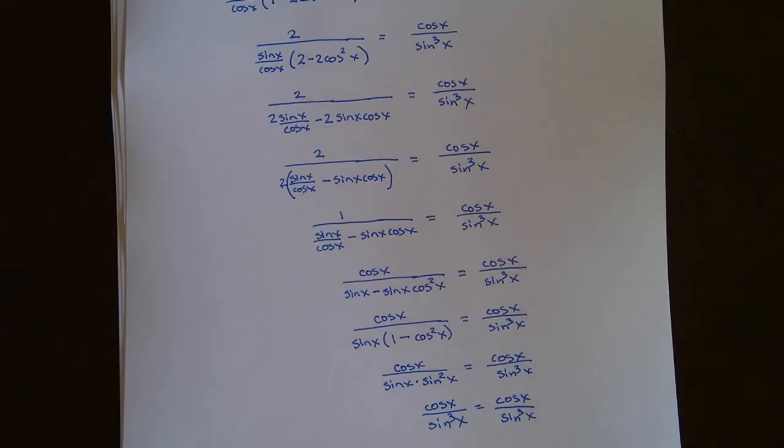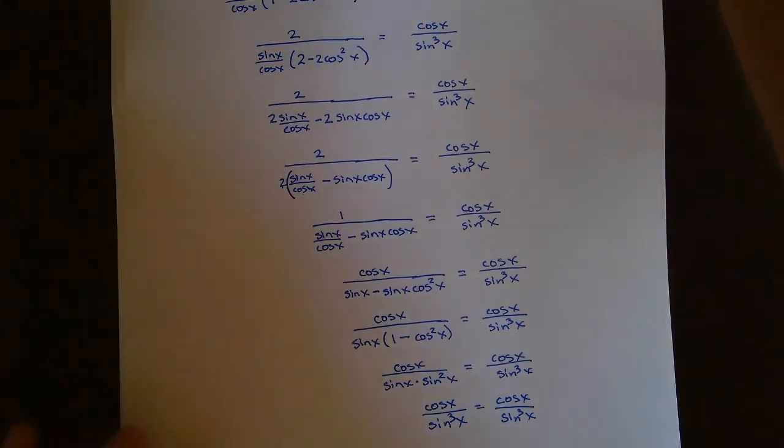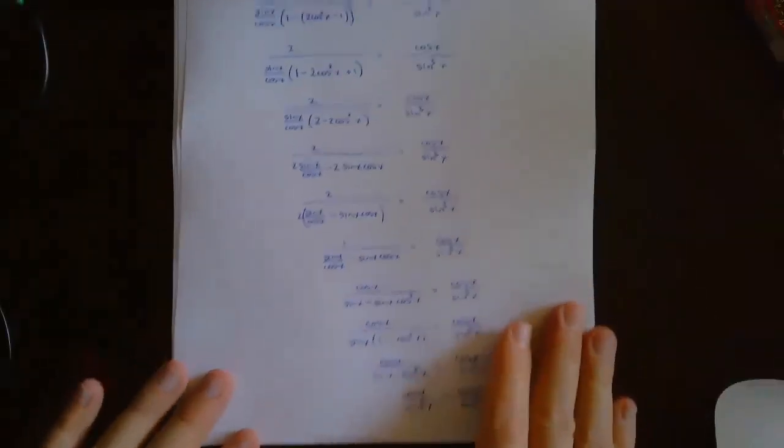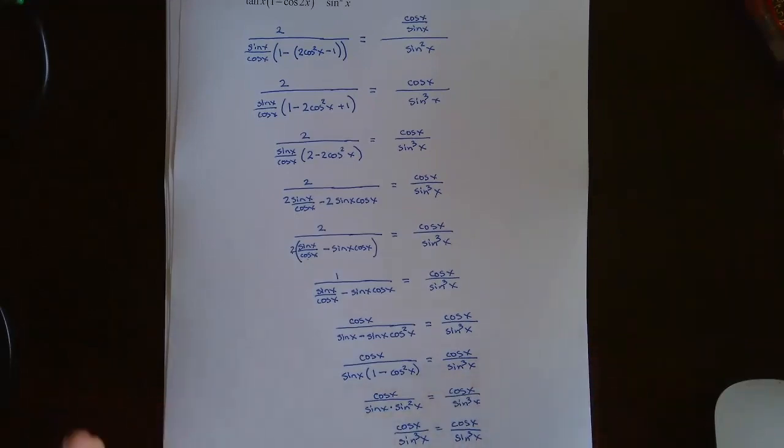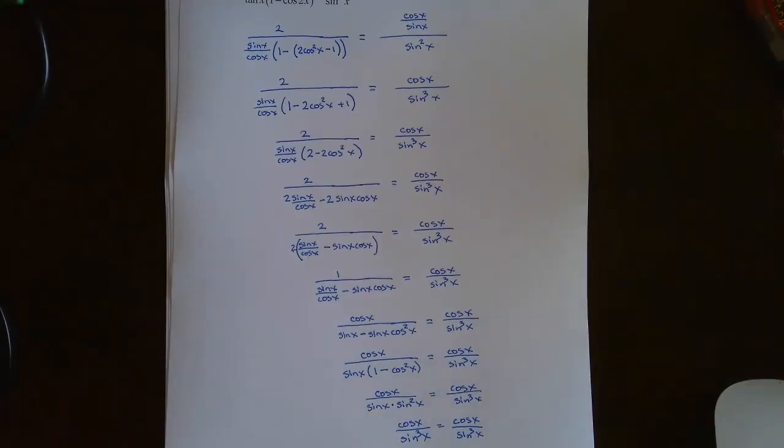That's the beauty of verifying these identities, or proving identities. That's what it's really called. You're actually writing a proof. You're proving that these two things are equivalent by showing that they turn out to be exactly the same at the very end.